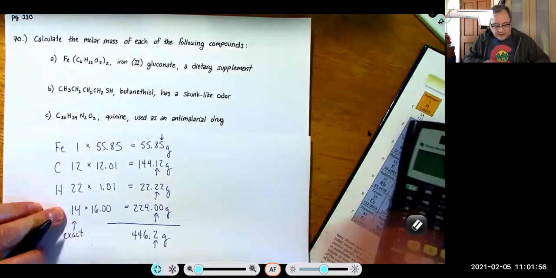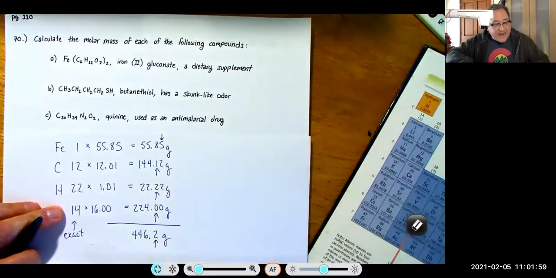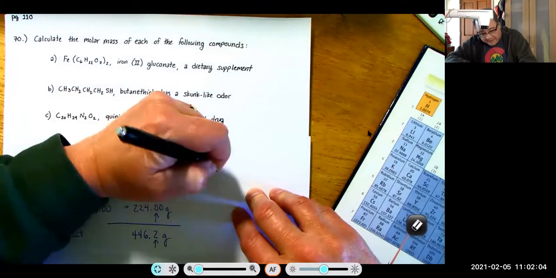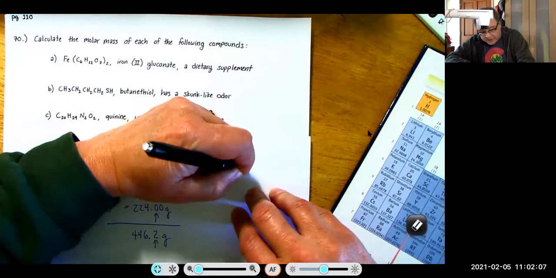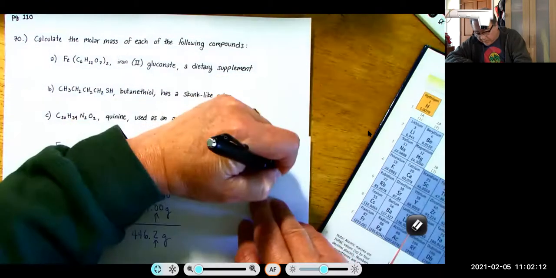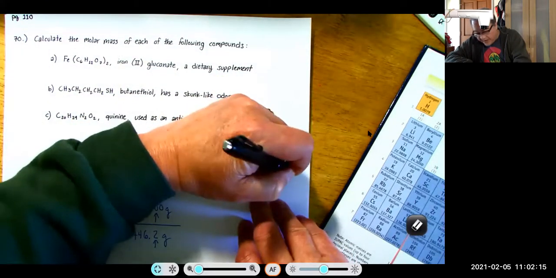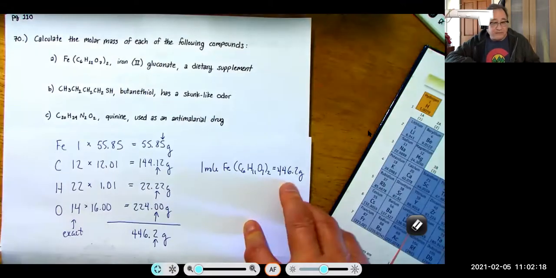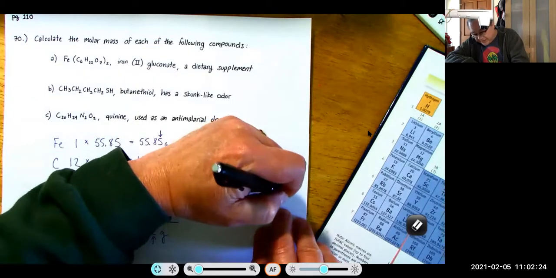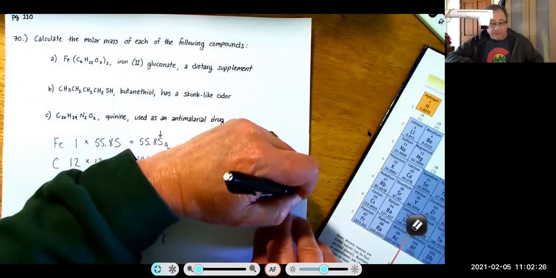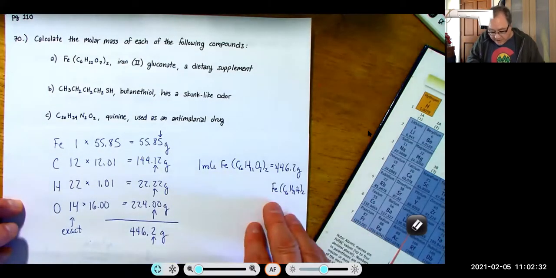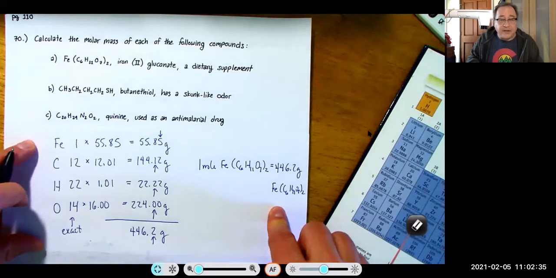So to finally write the answer, this is the work, we would write 1 mole of Fe(C6H11O7)2 is equal to 446.2 grams, and that would be good enough. Although if you wanted to write the full formula out, that would be really better, but not necessary. So this would be your answer. This would be your work. Any questions about that?